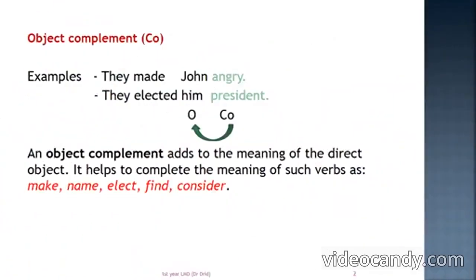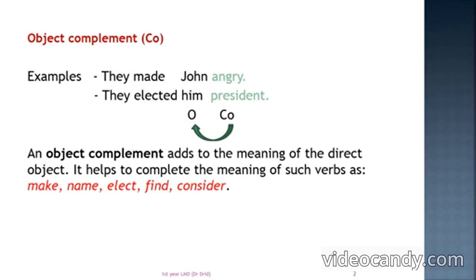The second type of complement is the object complement. This complement describes the object. It means that in the sentence there is a direct object. The object complement is a word which completes the meaning of the direct object. It describes it in some way.